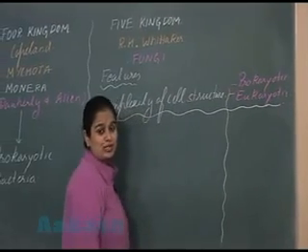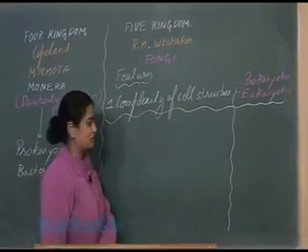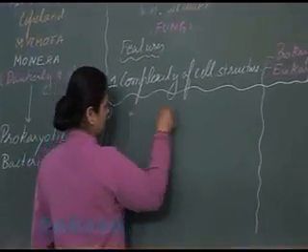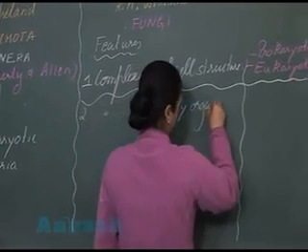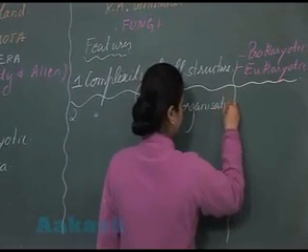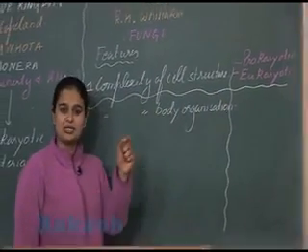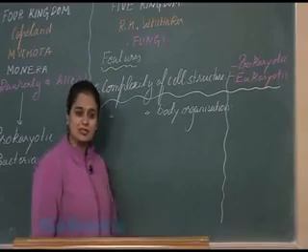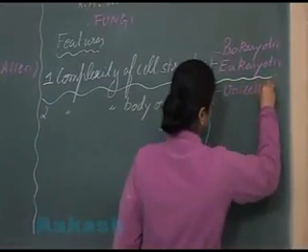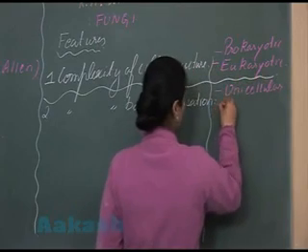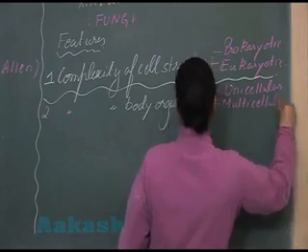Second feature which was utilized is complexity of body organization, which means whether the organism is unicellular or multicellular.